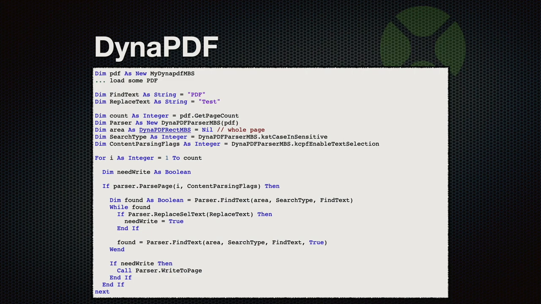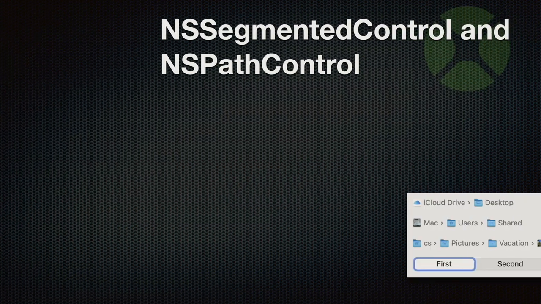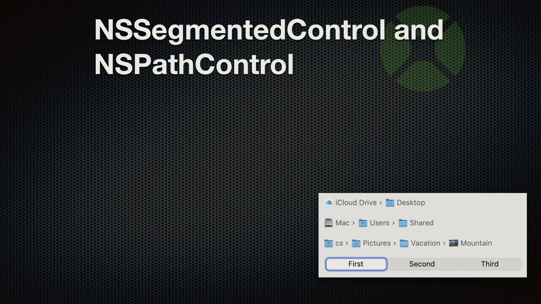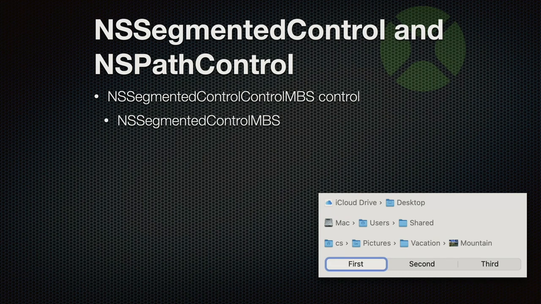Then, looking at macOS, we found that Apple has a segmented control and a pathbar control. And, well, there was a use for that. So I made a control for Xojo to wrap the control. So we got the SegmentedControlControl because it's based on the NSSegmentedControl class. And we got the NSPathControlControl. And you see the pattern because it's based on the NSPathControl.